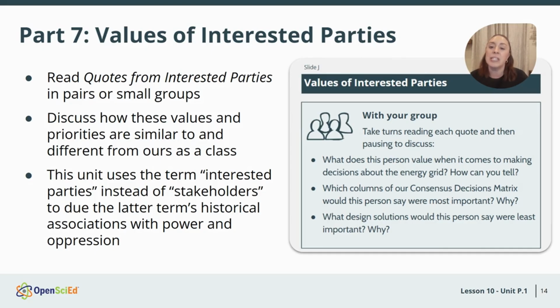So this gets us to consider values of interested parties. And just to note here, we are using in this unit the term interested parties instead of stakeholder, as that term stakeholder has some historical associations with power and oppression. If you want to know more about that, check out the teacher edition. There is a call out box. So we start off reading quotes from interested parties, and then we discuss how these quotes from these fictitious people represent their values and how their values are similar to or different from our individual and class values.